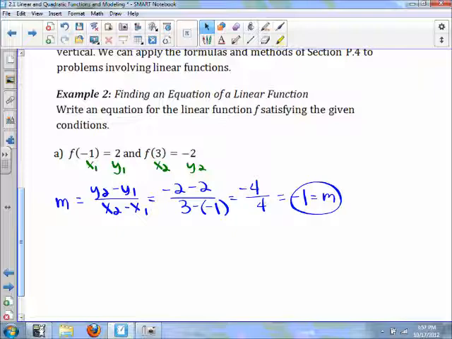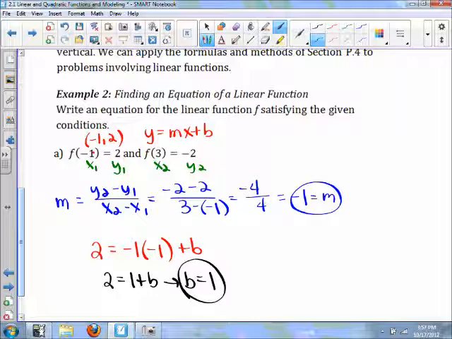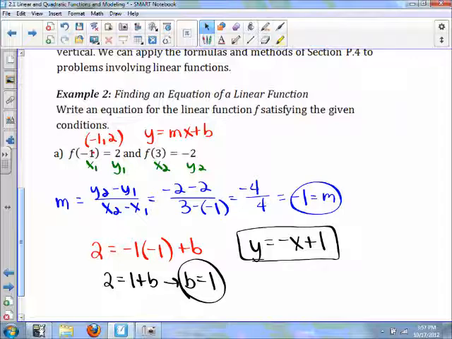Now, we can do this a couple different ways. We can use the point-slope form of the line, or we can use y equals mx plus b. I choose to use y equals mx plus b here. So if we're going to use y equals mx plus b, you want to choose one of these 2 points. I'm going to choose the one on the left here, -1, 2. So what we can do here is then 2 will equal -1 times -1, because that's x, plus b, which means 2 will equal 1 plus b, which means b will equal 1, which means your equation is y equals -x plus 1.